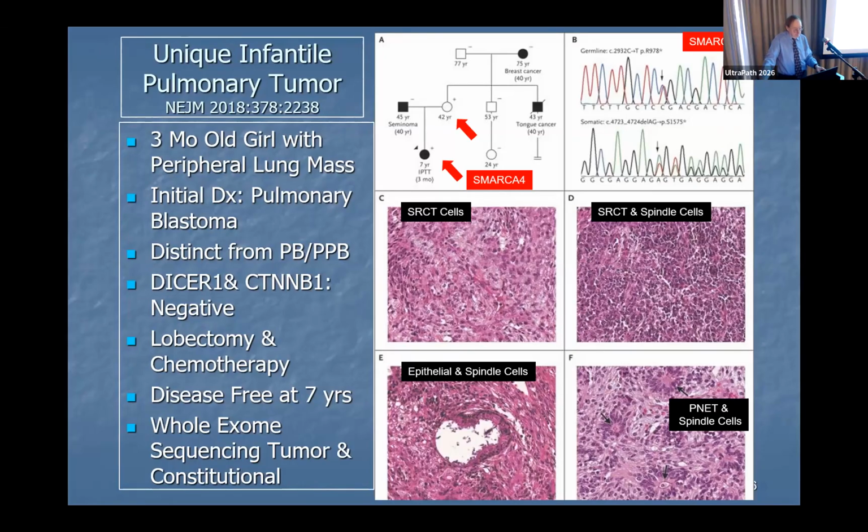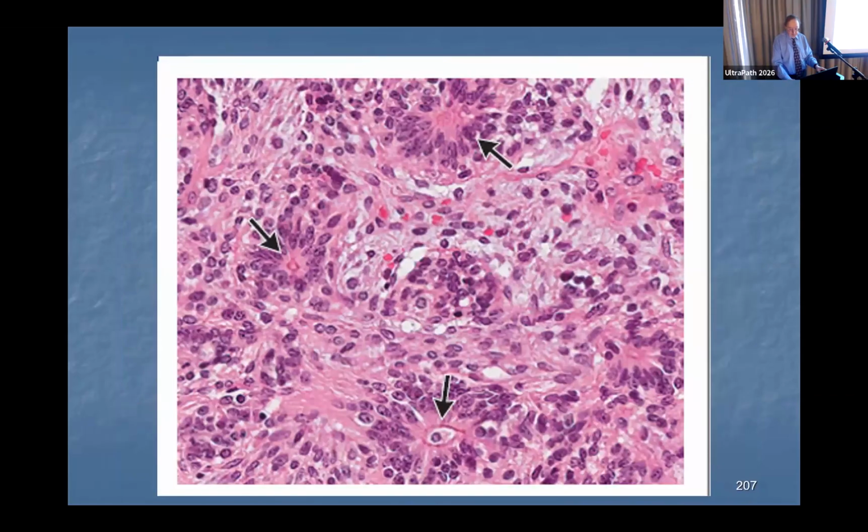As far as any mutation, DICER1 mutation is associated with pleuropulmonary blastoma, and CTNNB1, which is a beta-catenin gene, those were negative. So she underwent lobectomy and chemotherapy, and she's disease-free after 7 years. And with this, you have areas that show a small round cell tumor, you have areas that show spindle tumors, you have areas that show more of an appearance that you see with a peripheral primitive neuroectodermal tumor, such as you see here.